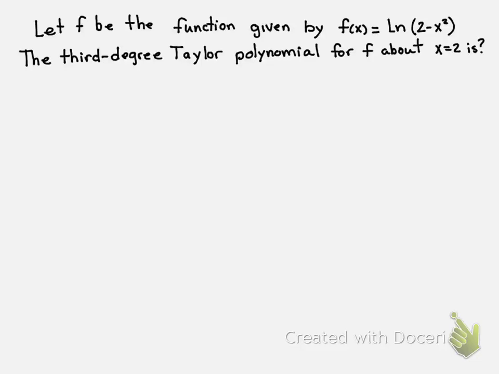In this problem, we've been given f of x, and we're being asked to build the third degree Taylor polynomial. I don't remember if there's anything, like this isn't sine, cosine, e to the x, or 1 over x minus 1. I'm going to have to build this one out. So I'm going to need the following.